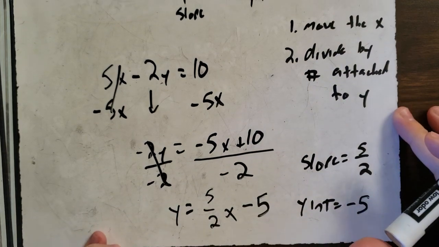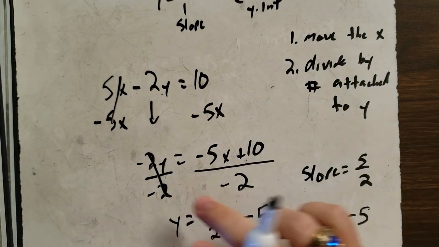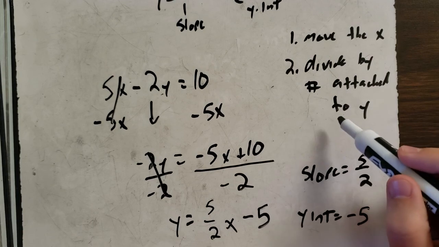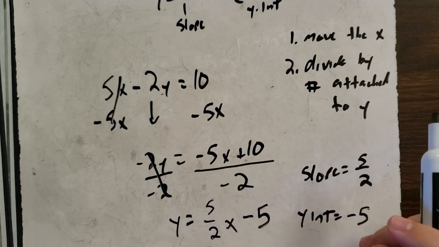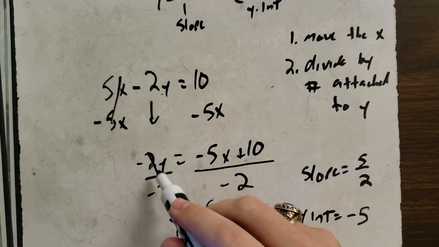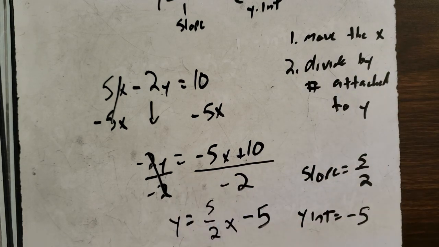So make sure we're getting y by itself. 2 steps. Move the x and divide by the number attached to the y. If there's no number there, you just leave it. If there's a negative there, you flip your signs. But if the number is there, like here, divide by that on both sides.